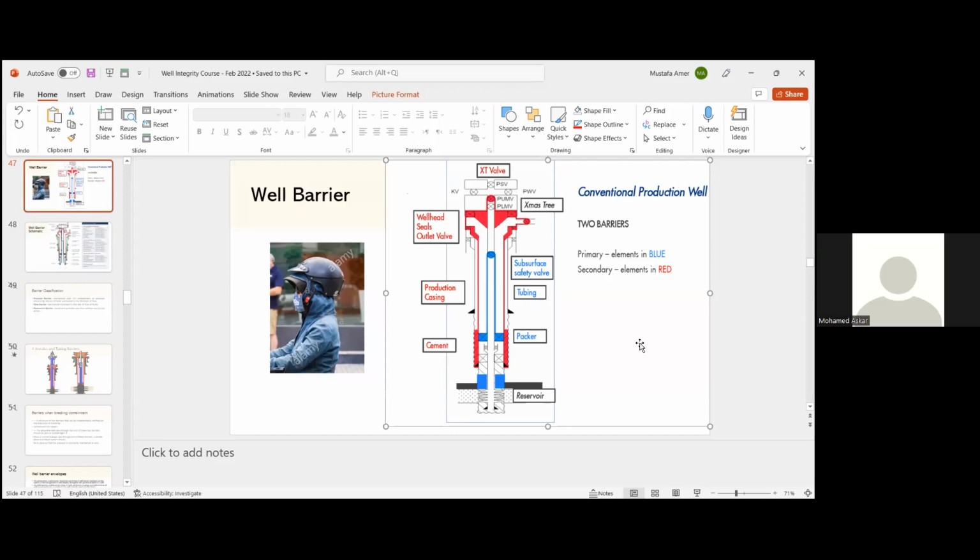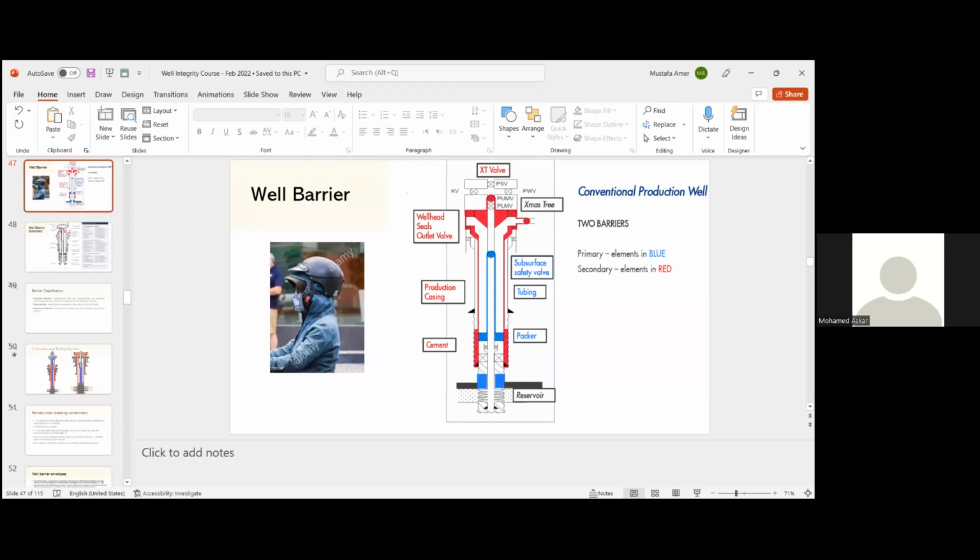But this is really a good schematic to illustrate the condition and the principle of barriers, which is primary and secondary barriers and envelopes that contain the fluids inside the well. Yeah, and even if we look here, I think the valves here are in closed mode. Subsurface safety valve is closed, and here the lower master valve is closed.